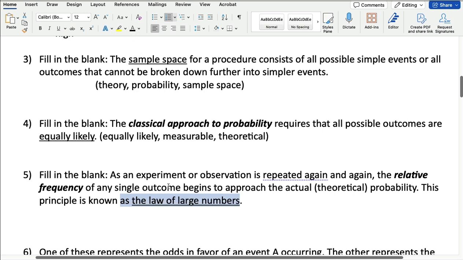So the law of large numbers states that the more often you repeat an experiment or observation and calculate a relative frequency, the relative frequency of an outcome is going to begin to approach the actual probability of that occurring.